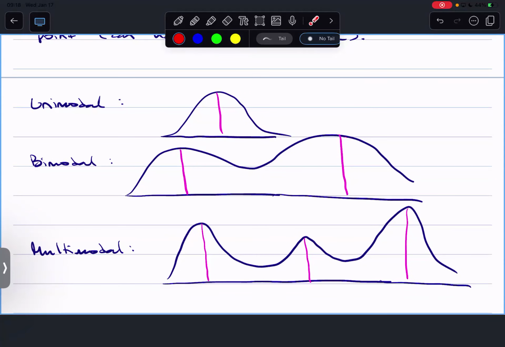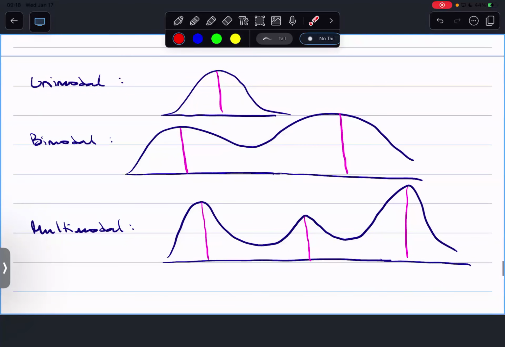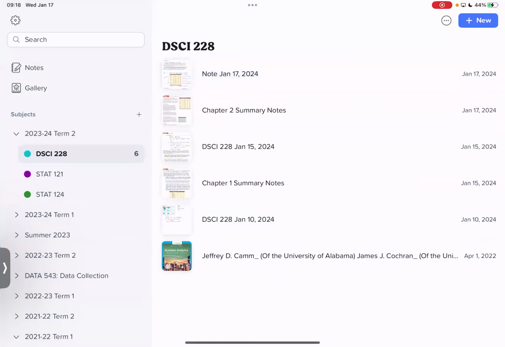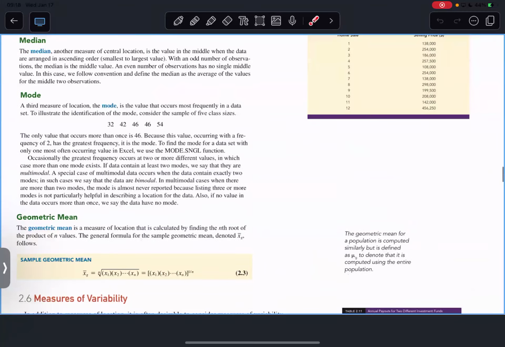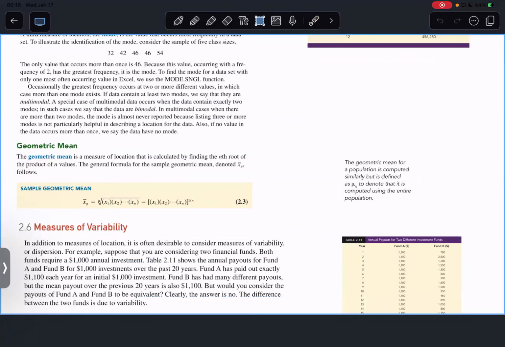Nice. With 2 minutes left, I don't know. The geometric mean. Fine. I'll just bring it in.